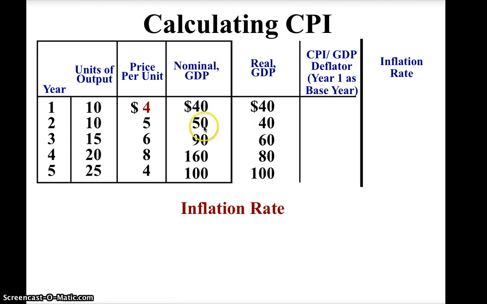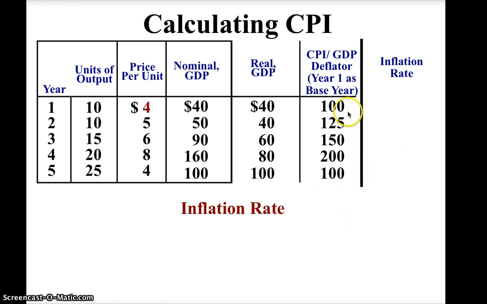So, 50 over 40 times 100, right? That's going to be 125. 90 over 40 times 100. And so on and so forth. So pause the video and do those calculations.